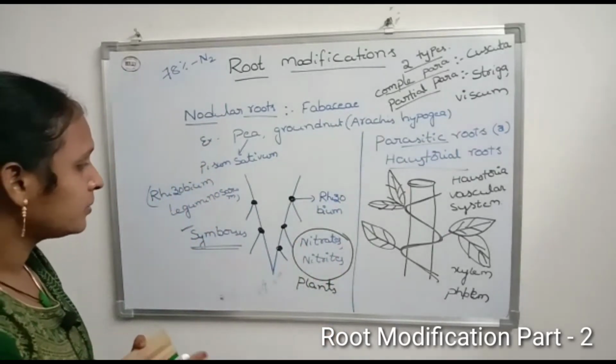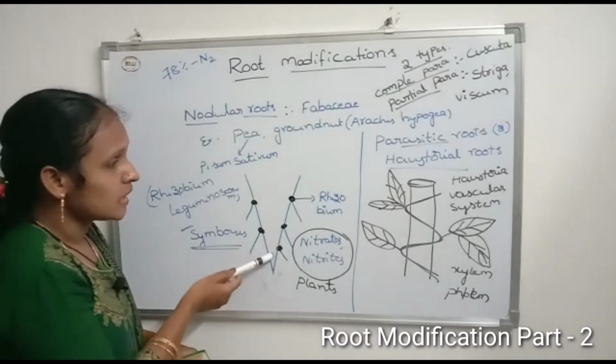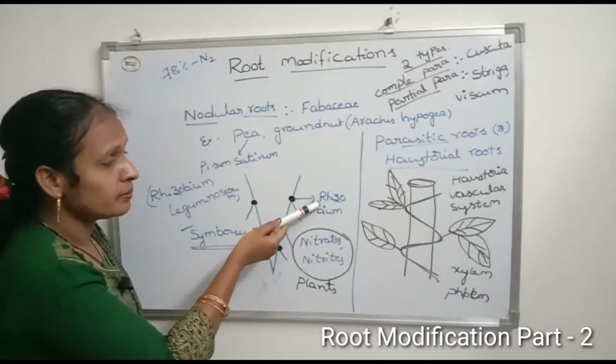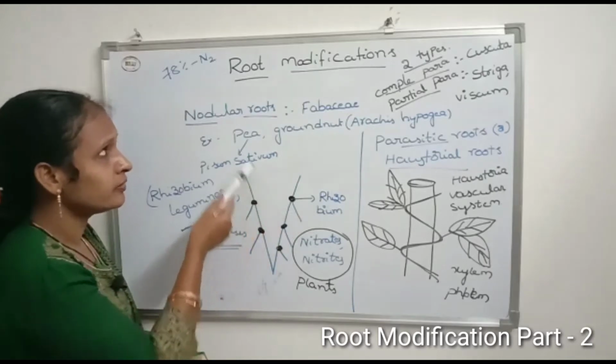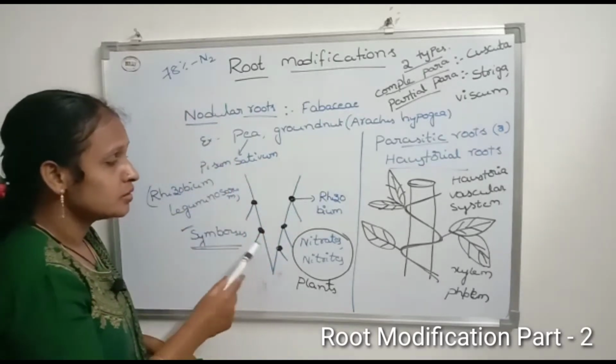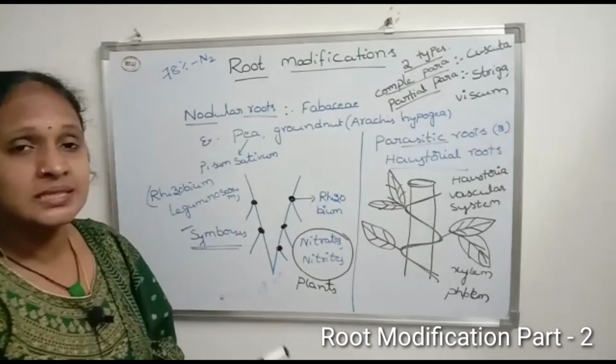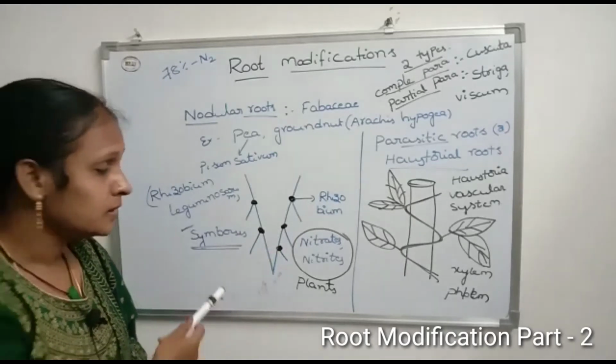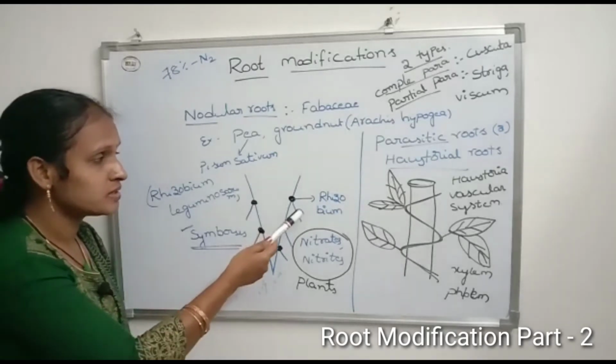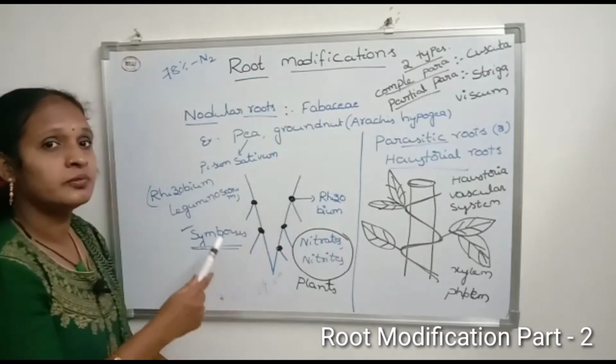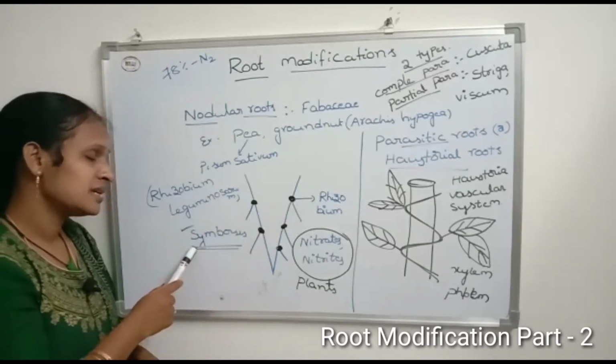So here the plant gives shelter to the Rhizobium bacterium, and Rhizobium provides nitrogen to the plants. So both are beneficial. This type of interaction is called symbiosis. Mutual interaction of both components is called symbiosis.